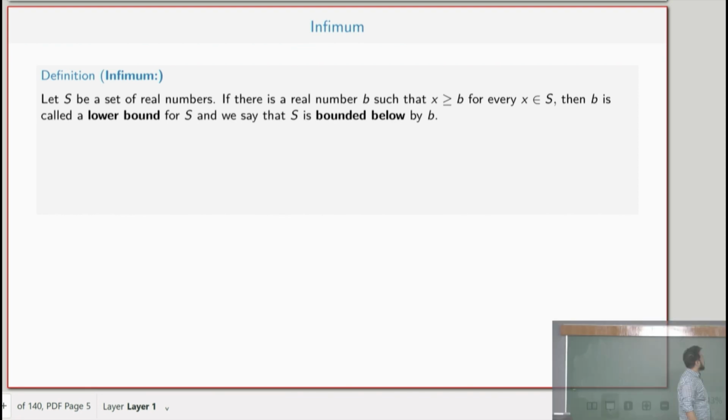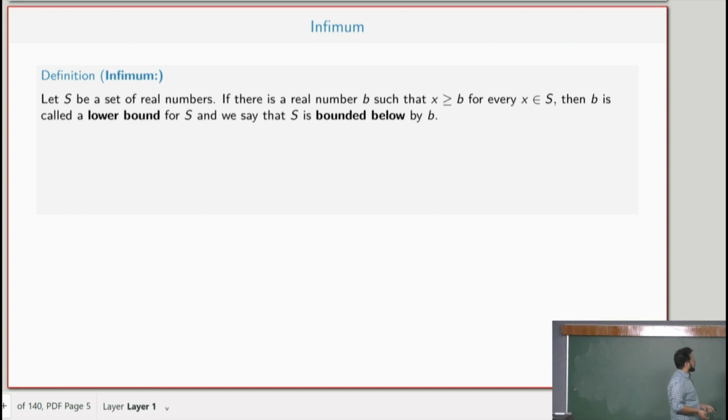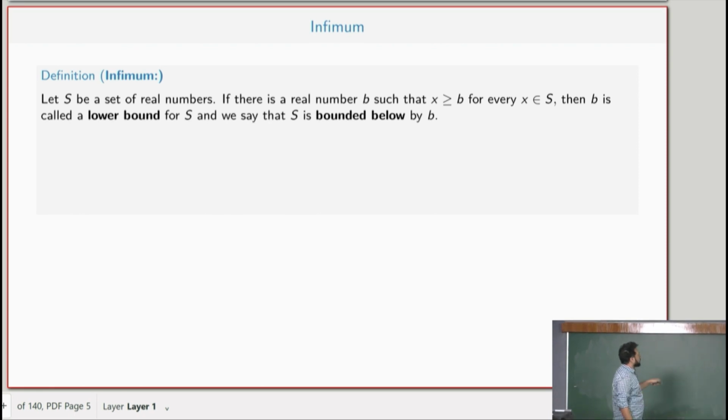So the first thing is infimum. We need this again and again because we are always trying to minimize, maximize, and so on. And infimum is a generalization of minimum. Infimum always exists, whereas minimum may not exist. So I will define infimum.